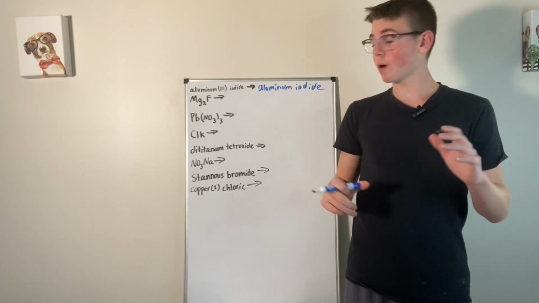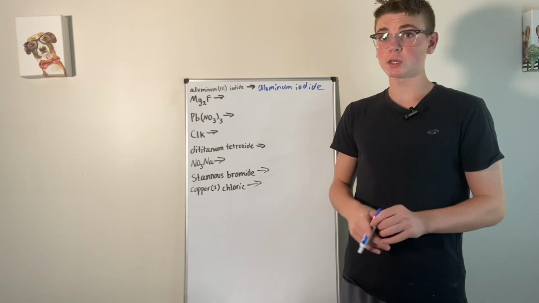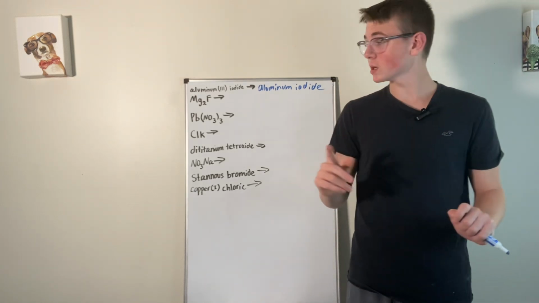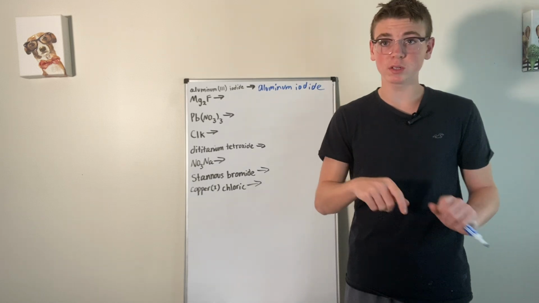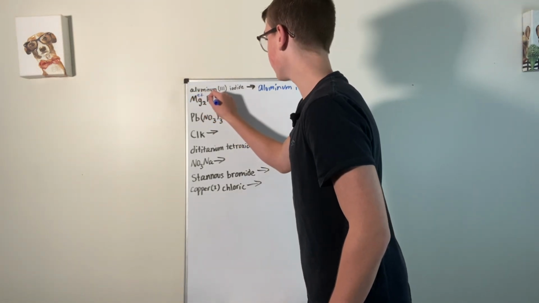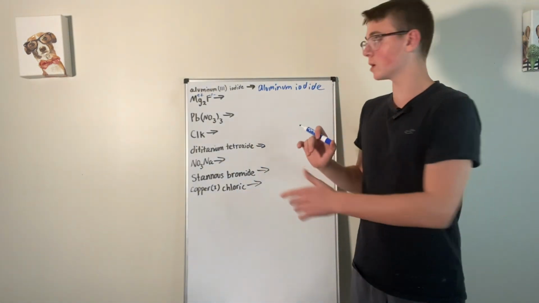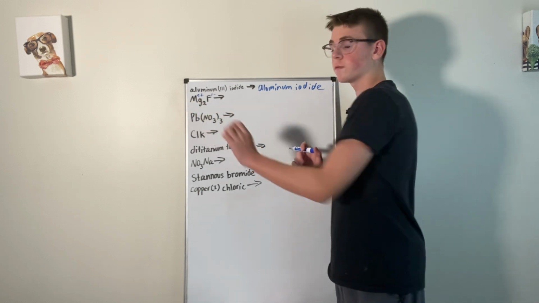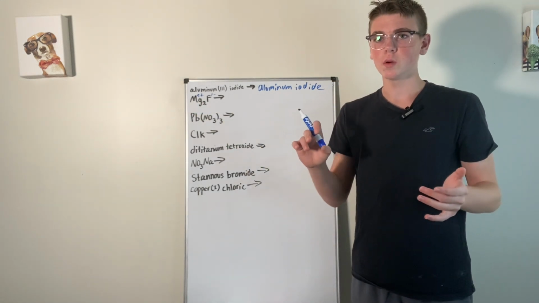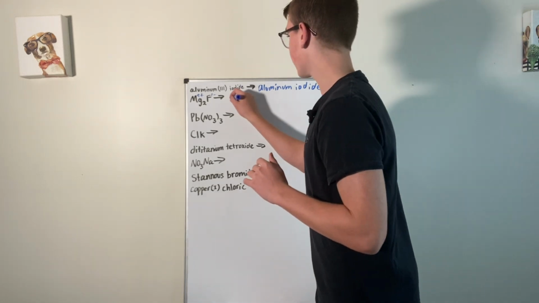Okay, Mg2F. This is an improper use of crossing. If you look at the charges, magnesium is 2 plus and fluorine is 1 minus. So that would mean the magnesium over here would have a total charge of 4 plus, and the fluorine would only have a charge of 1 minus. So we need to put that 2 on the fluorine instead. So we would just have MgF2.